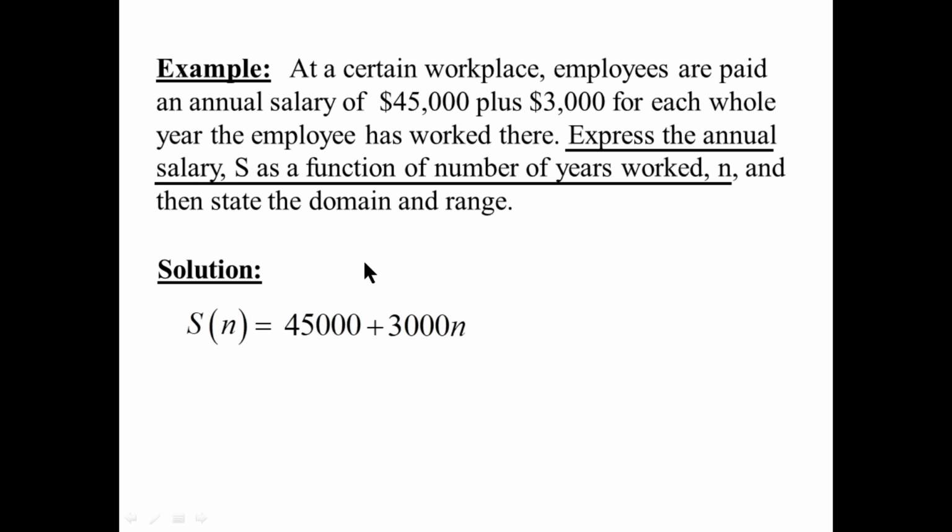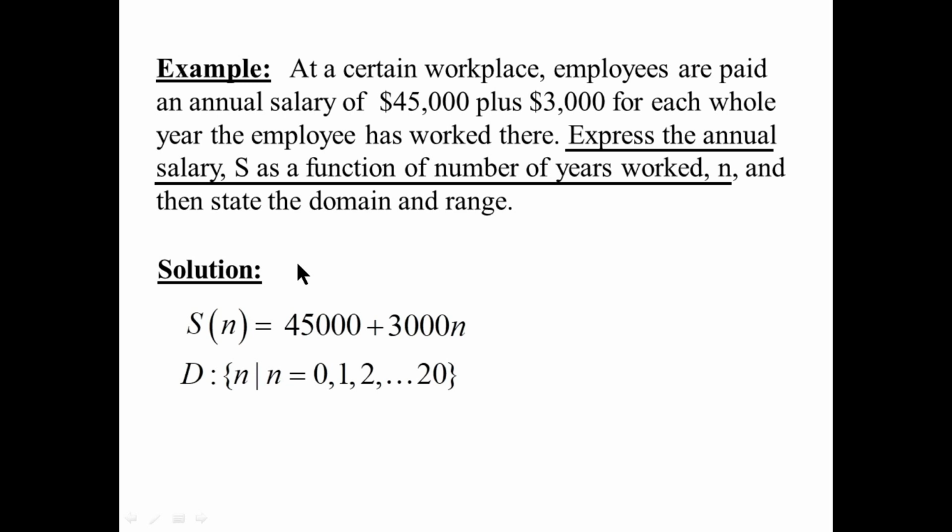The domain, the set of possible N values. Now, N is playing the role of X here. So the domain is the set of possible N values. And you can't work forever, so I had the employee stop working at 20 years. The domain is the set of N, such that N equals 0, 1, 2, up to 20.